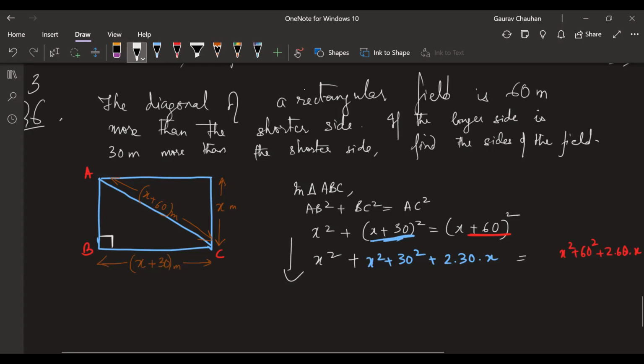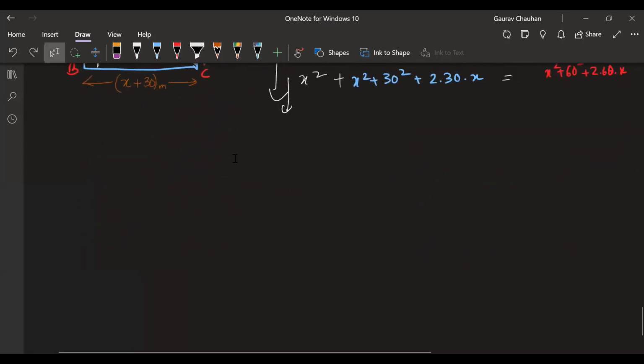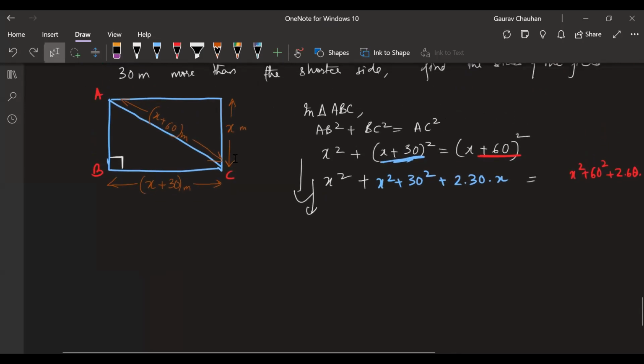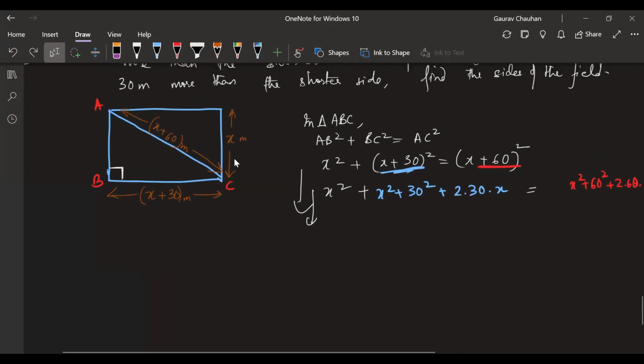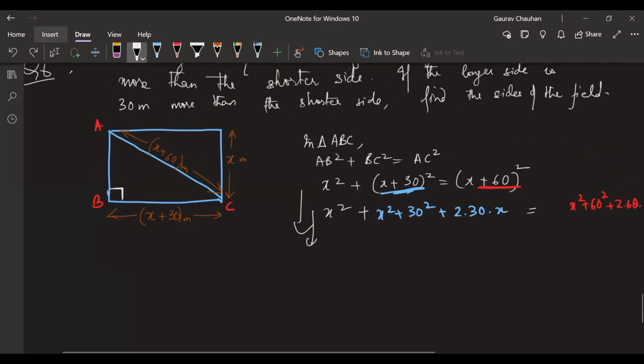Now next step, x square plus x square is 2x square. This x square minus x square. Go ahead and do it. And on resolving, you take the positive value because this is a length.